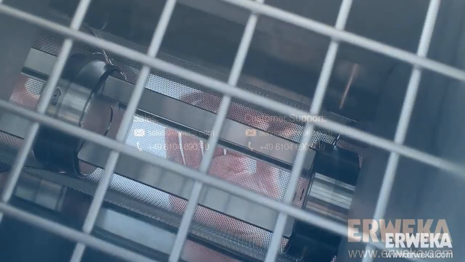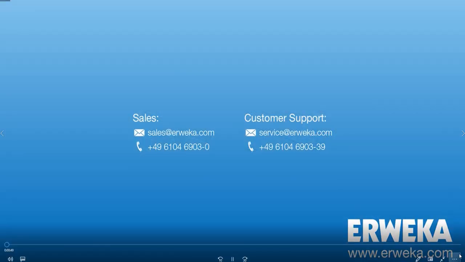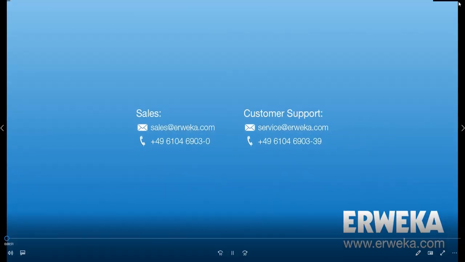You can see his hand beneath the mesh, just for you to know.